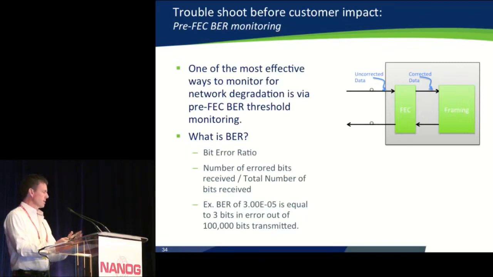So bit error ratio, just as a quick summary, is the number of errored bits received over the total number of bits received. As an example, if you have a 3 times 10 to the negative 5 bit error ratio, that is 3 bits in 100,000 that are transmitted in error. That's a high bit error ratio.